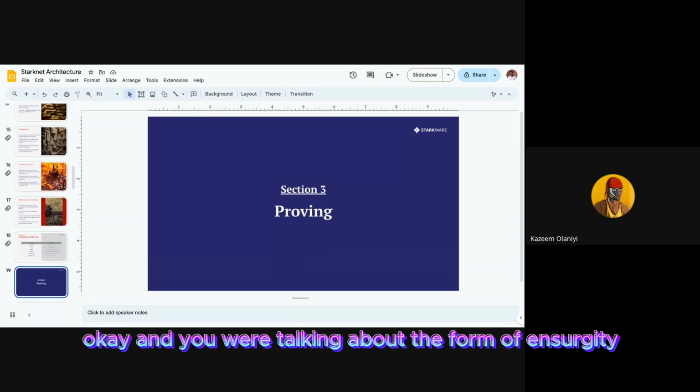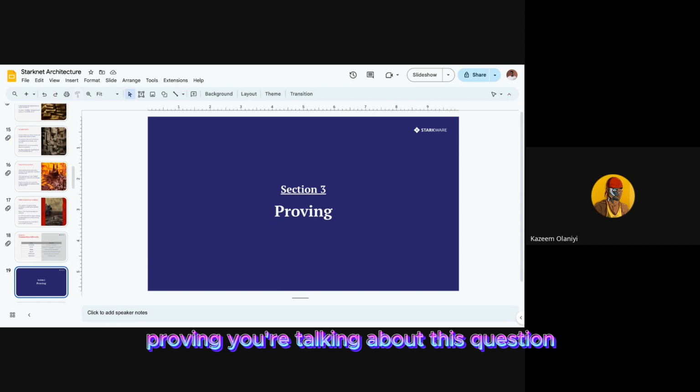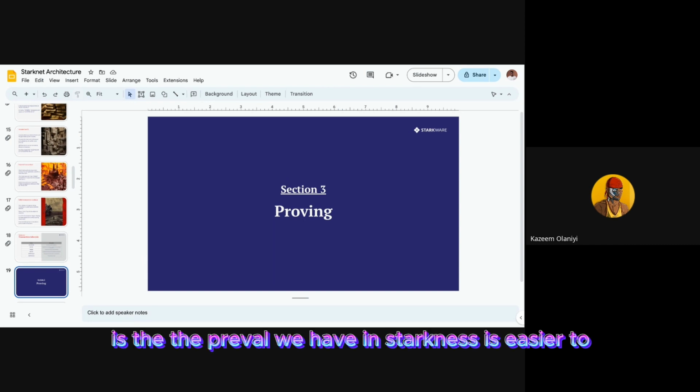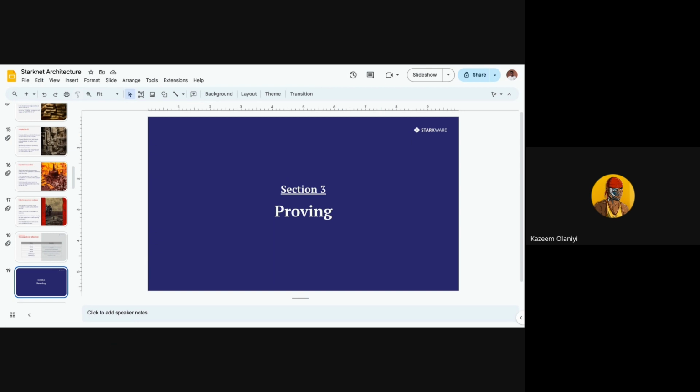Okay. You were talking about, before moving to the proving, you talked about the sequencer. You talked about the prover. My question is, the prover we have in Starknet, is it just one or are there a lot of provers? And if it is just one, what happens if it stops working, maybe due to some unforeseen circumstances? What happens at that moment?